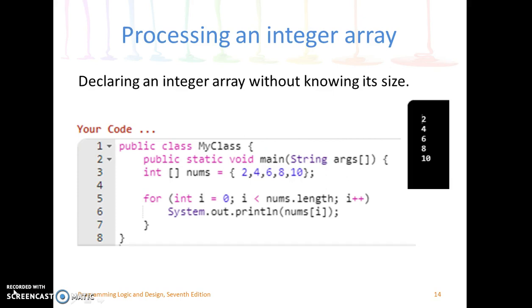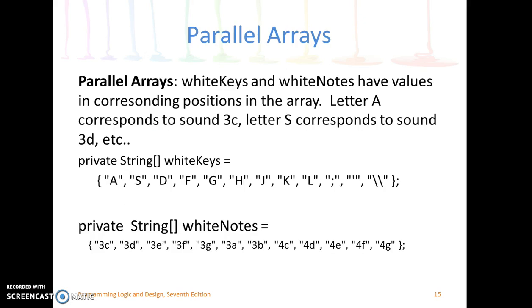This is just another example of declaring an array without knowing its size, using an initialization list that has to be inside these curly braces here. And then it uses nums.length in order to control the loop. And that's just another example of declaring and processing an array.